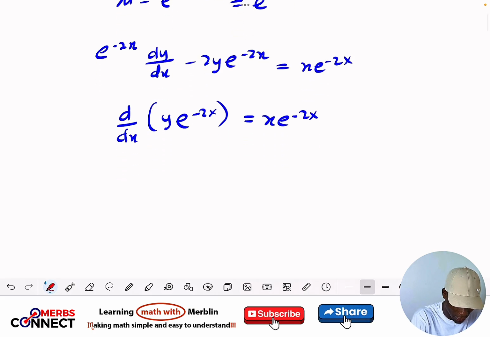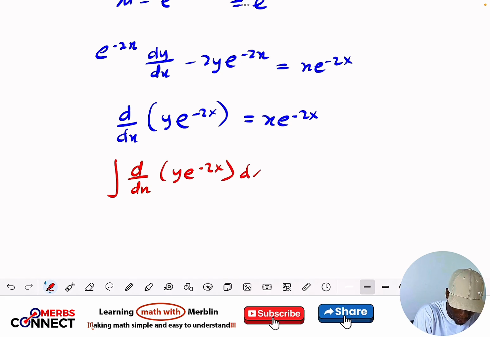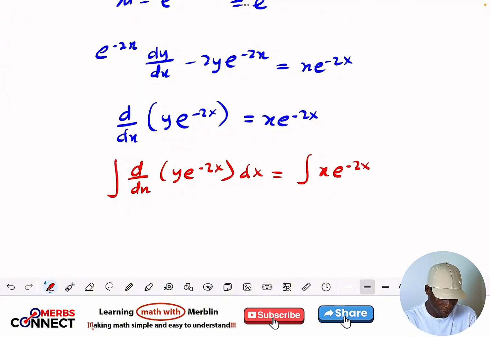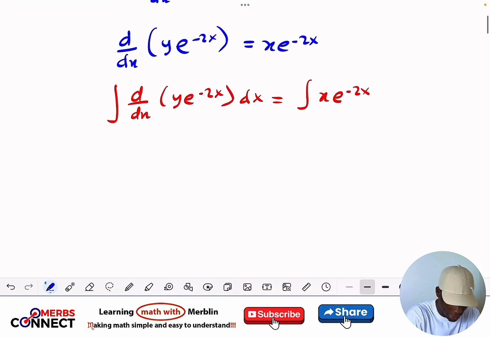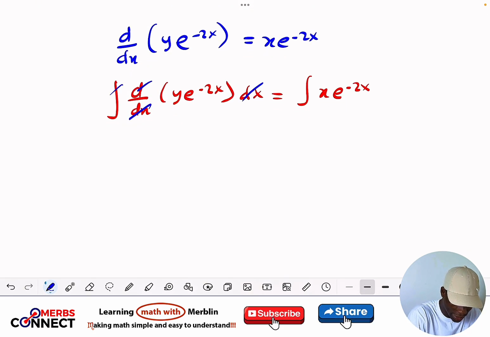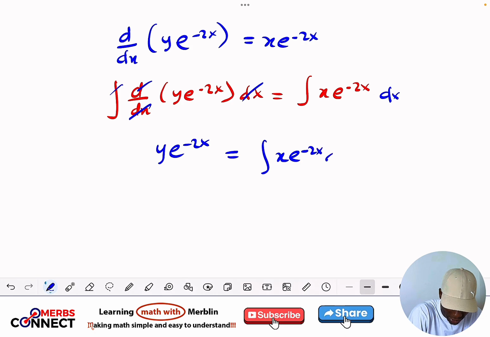So for us to get our solution, we need to integrate both sides with respect to x, and this is what we are going to get from this. Now, what can we do again? Now, with this, we can cancel this and that. So we are going to have y e to the power minus 2x, which is equal to the integral of x e to the power minus 2x dx.